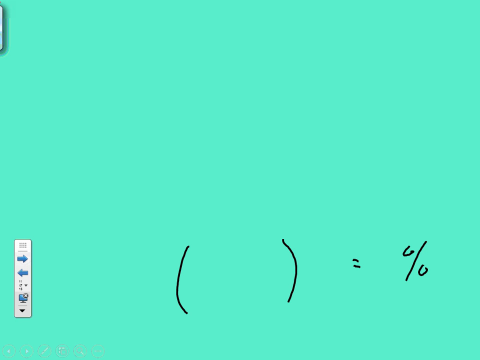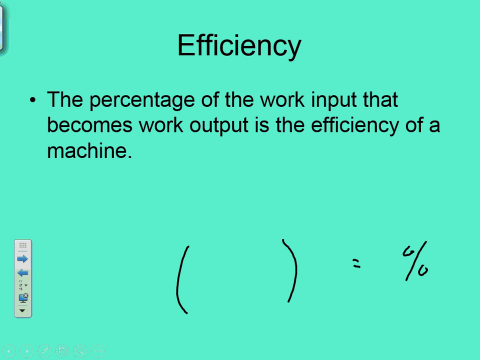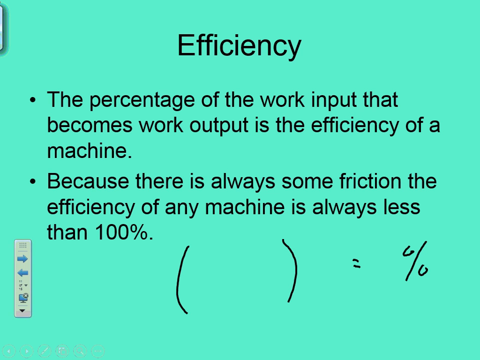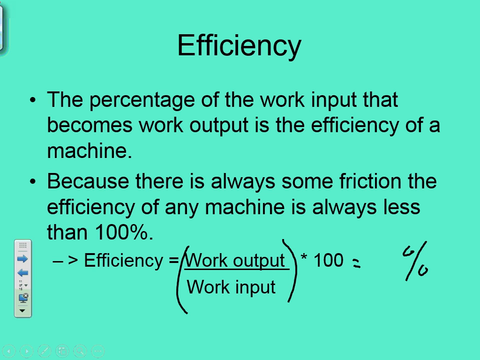Last thing here is efficiency. I want to know how well a machine can work and how efficient it can be. Well, I just told you that not all machines are 100% efficient. Why is that? It's because of friction and heat and air resistance. But if I want to figure out how close to 100% a machine is, I'm going to take its efficiency. And its efficiency is work output divided by work input, multiplied by 100.